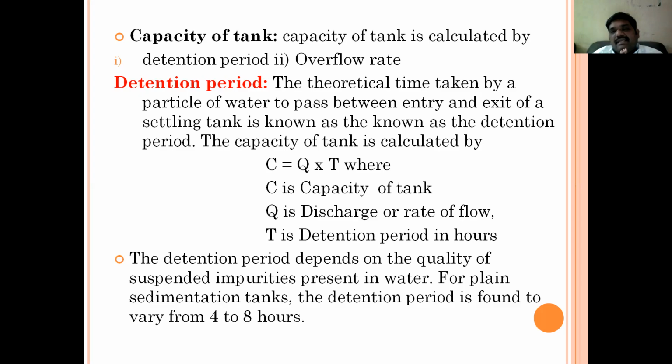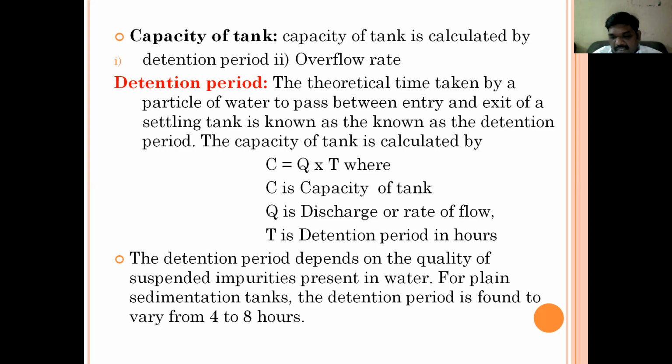What is the detention period here? The time taken for a particle of water to pass from entry to exit of a settling tank. Normally, it is calculated with the formula C = Q × T, where C is capacity of tank, Q is discharge or rate of flow, and T is the detention period in hours. For plain sedimentation tanks, the detention period varies from 4 to 8 hours.